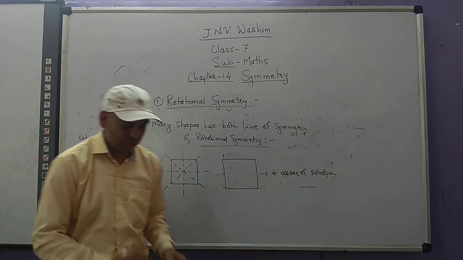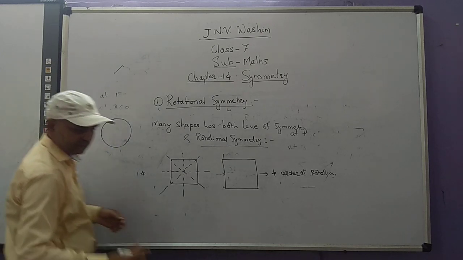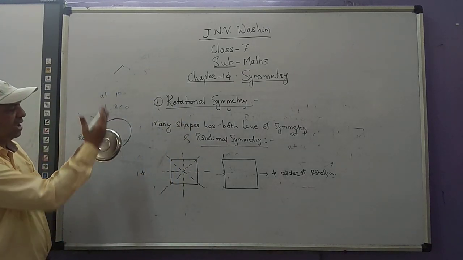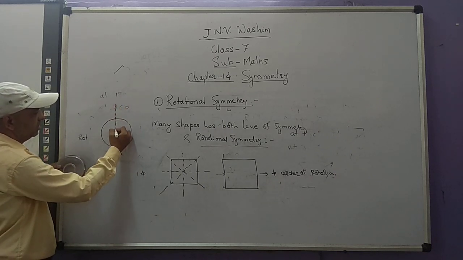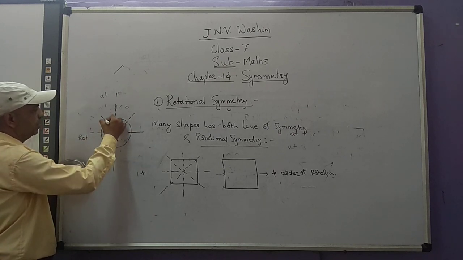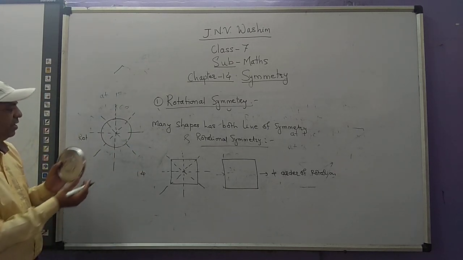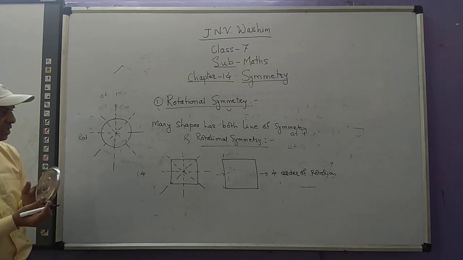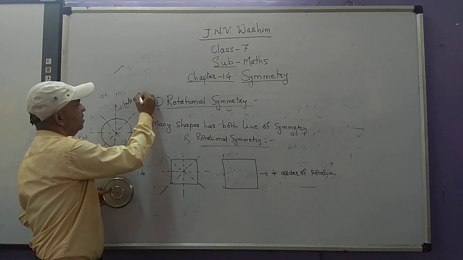Another example is, suppose I take a circle. This is a circular dish. Observe this. Suppose this is a circle and I draw the lines of symmetry. Diagonal, this is the diameter. So this circle has an infinite number of lines of symmetry. When we fold this circle about its diameter, we observe that the two parts of the circle always coincide with each other, meaning it has an infinite number of lines of symmetry.